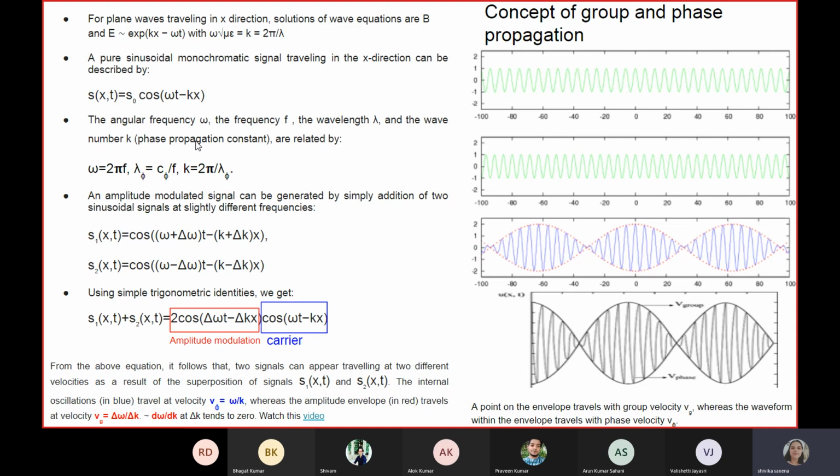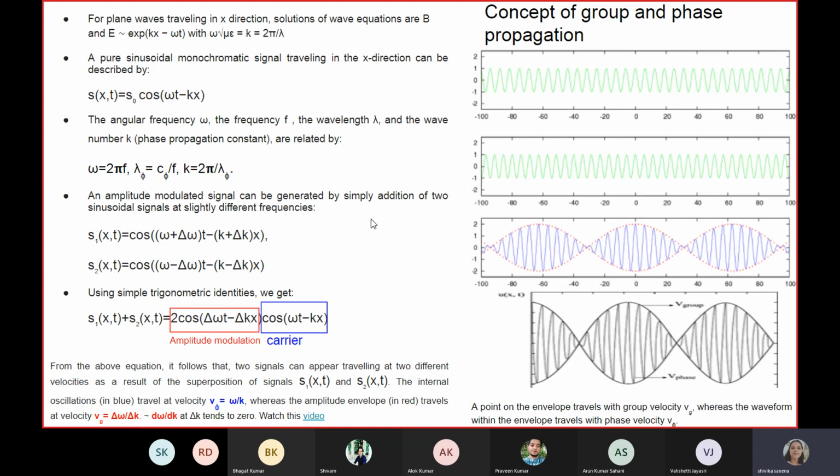Okay, so these omega, f, and k are related by the relation shown here. Omega equals 2 pi f. So an amplitude modulated signal can be generated by simply adding two sinusoidal signals at slightly different frequencies.